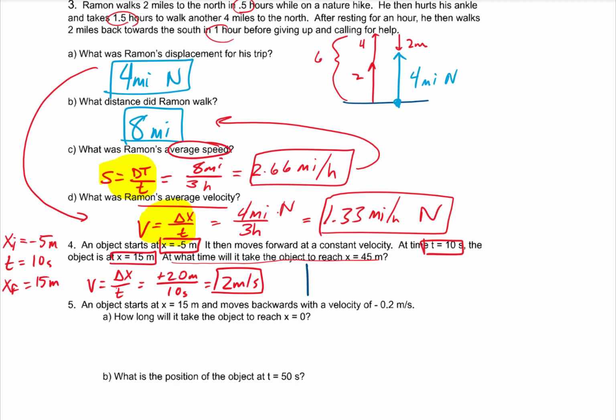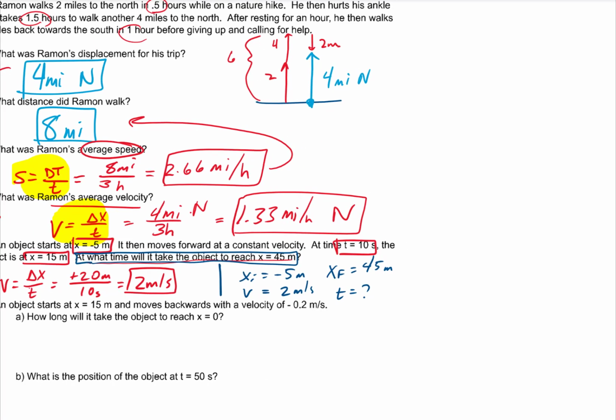Then the actual question is, what time will the object reach x equals 45 meters? Tell you what, let's start with the very beginning of the problem. So the initial position, what we have for the beginning of the problem, is negative 5 meters. The velocity we just found is 2 meters per second, and the final position is 45 meters. What we want now is the time.